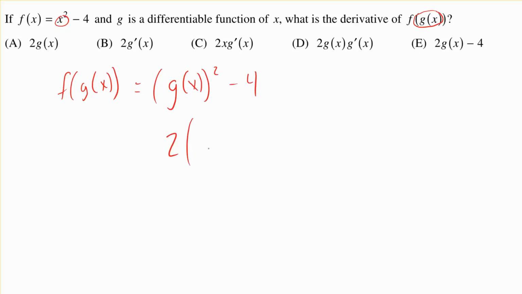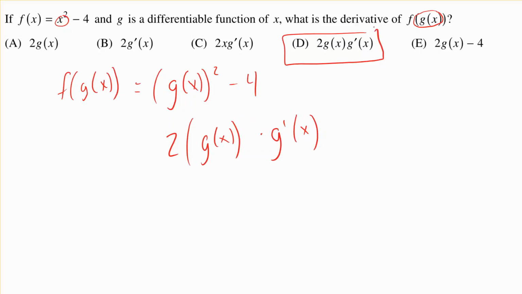So now we can go ahead and take the derivative. Power rule, 2 times g of x to the 1 times the derivative of the inside, chain rule, g prime of x, minus 4. And I think that shows up. This is a 1. Yeah, that's what I was getting confused on. So I think that shows up right here: 2g of x times g prime of x.